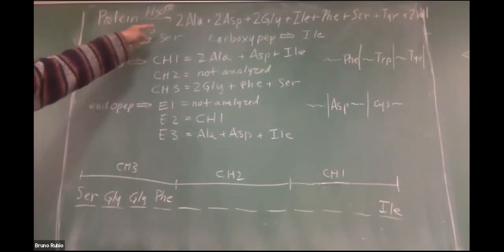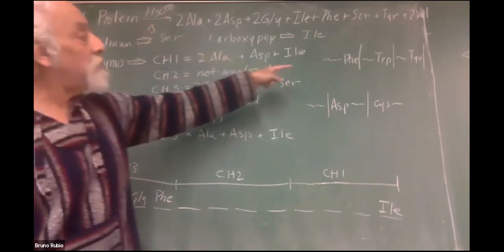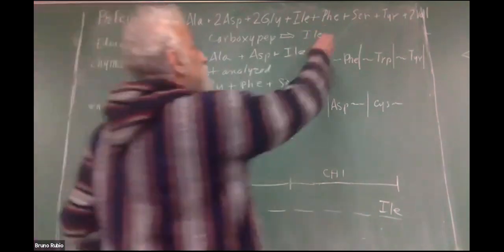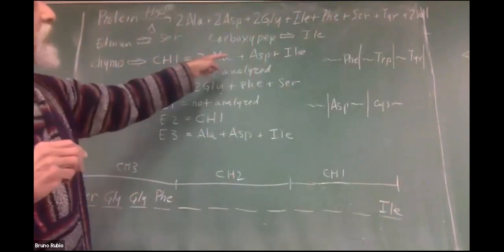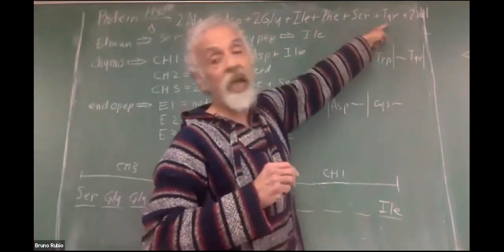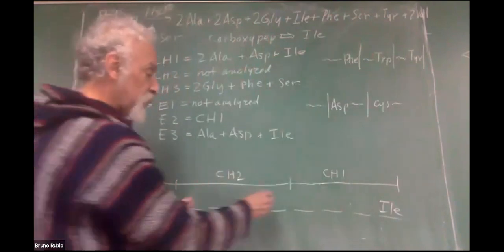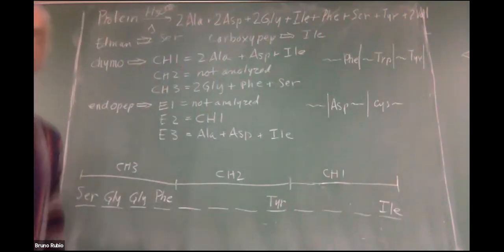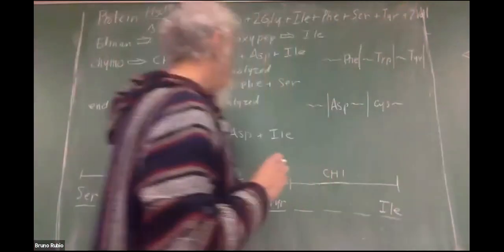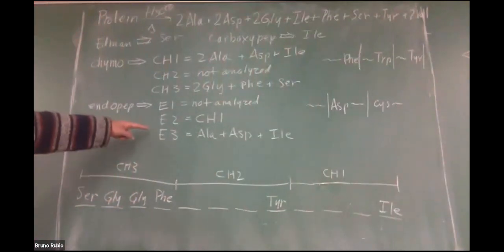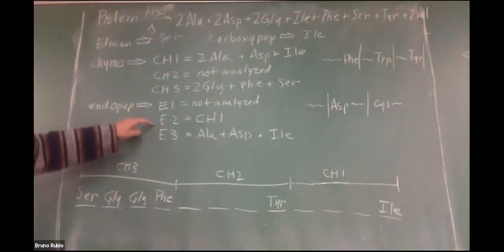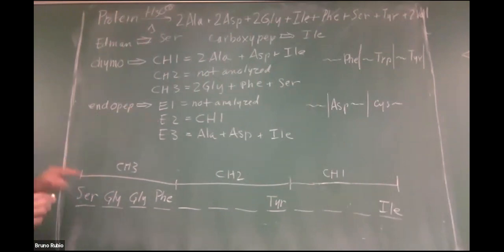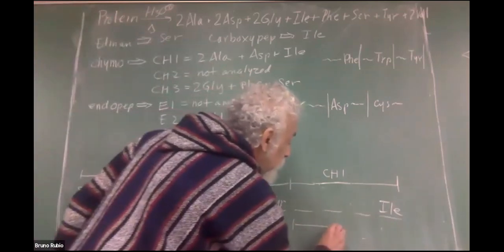And I'm looking at this guy here, and I see chymotrypsin breaks after phenylalanine. We only have one. We know where he lives. And chymotrypsin breaks after TYR. We have one TYR. We don't know where he lives, but since chymotrypsin breaks after TYR, it has to be there. Okay, so we found a home for him. Now let's jump over here to the endopeptidase data. The fragment E2 was the same as CH1, so this is E2 down here.